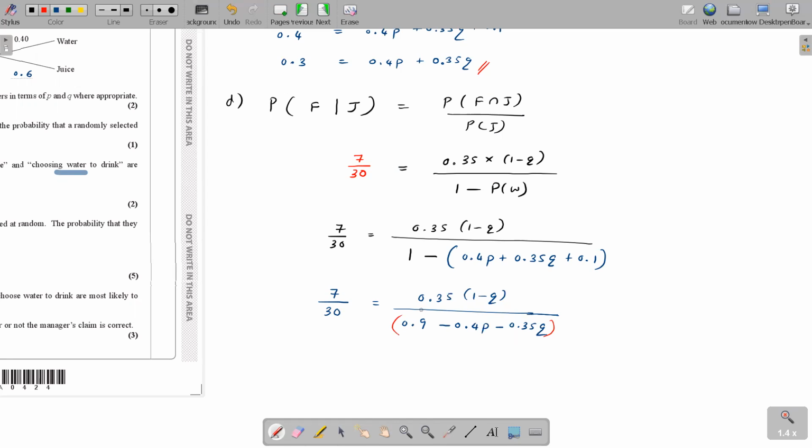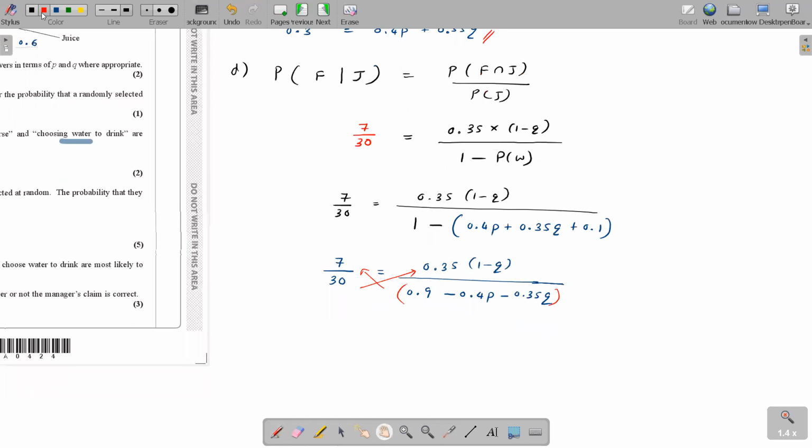And then it's time to cross multiply. I'll take 7 with this guy and 30 with this guy. Is that okay? And shall we directly multiply without wasting steps? 7 times 0.9, 6.3. 7 times 0.4, 2.8p. 7 times 0.35, 2.45q equals, then the 30 multiplies with the 0.35. 30 times 0.35, how much? 10.5.